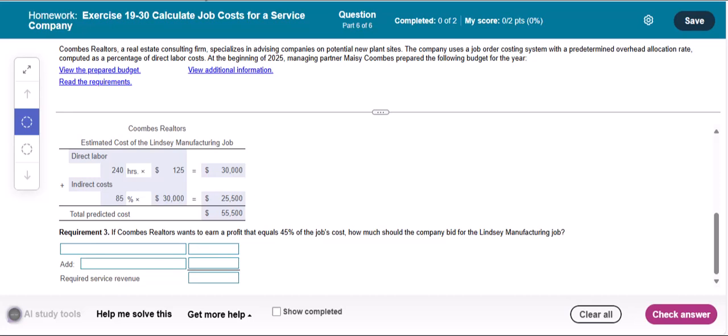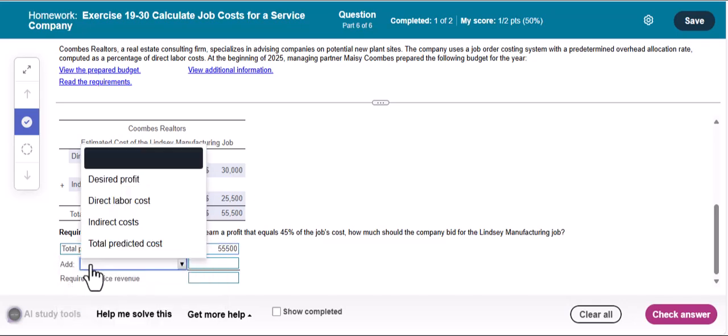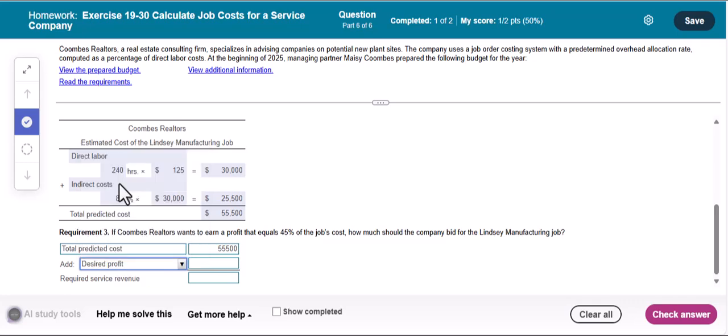of the job's costs, how much should the company bid for the Lindsay manufacturing job? Okay, so to calculate the bid here, we're going to take the total predicted cost, which we just calculated, of this 55,500, and then we're going to add the desired profit. And again, what is that desired profit here? It is 45% of this job's cost, which is then 45% of this 55,500. So we're going to go ahead and open our calculator real quick.